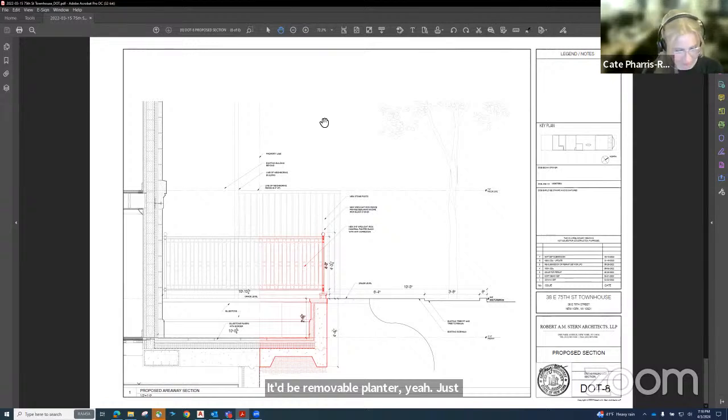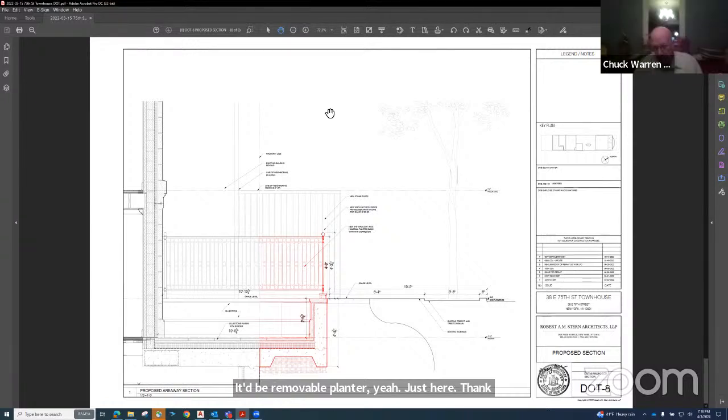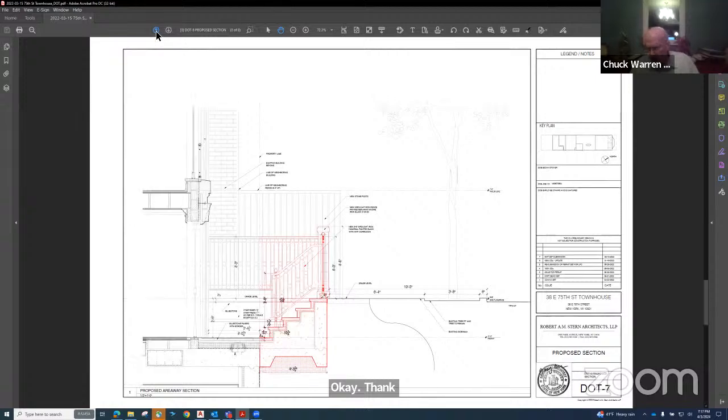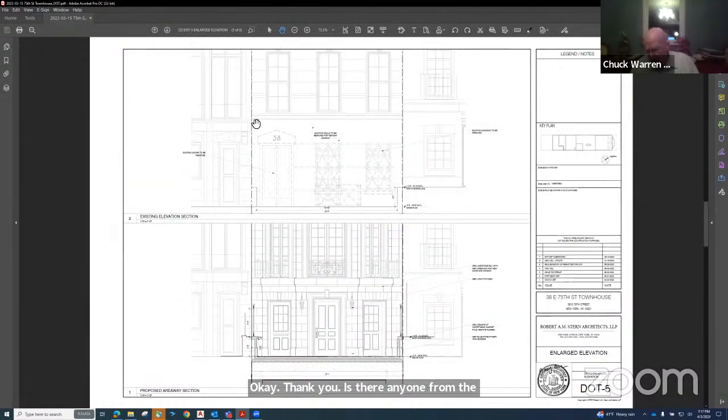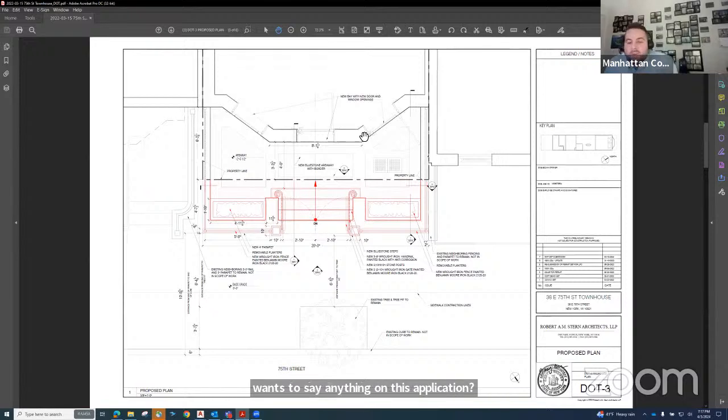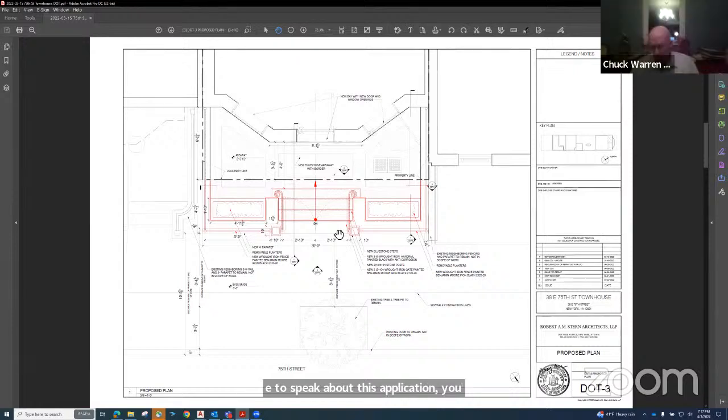Thank you. Okay, thank you. Is there anyone from the public that wants to say anything on this application? Just a reminder to everyone that if you would like to speak about this application, you can go to the reactions icon on your device and press the raise hand button. But as of right now, we only have a few board members, right.